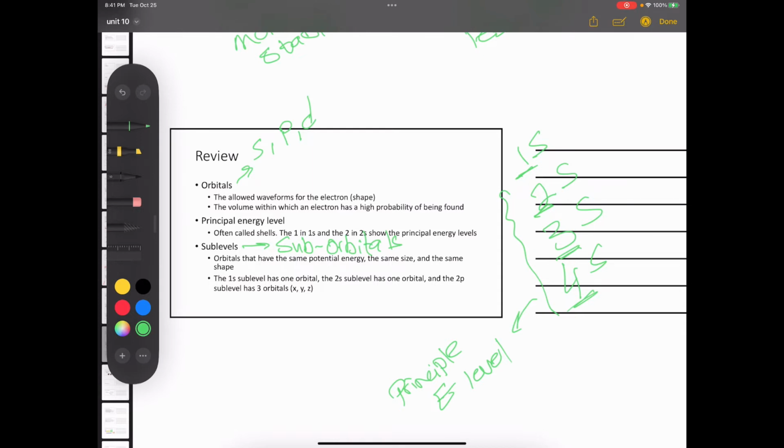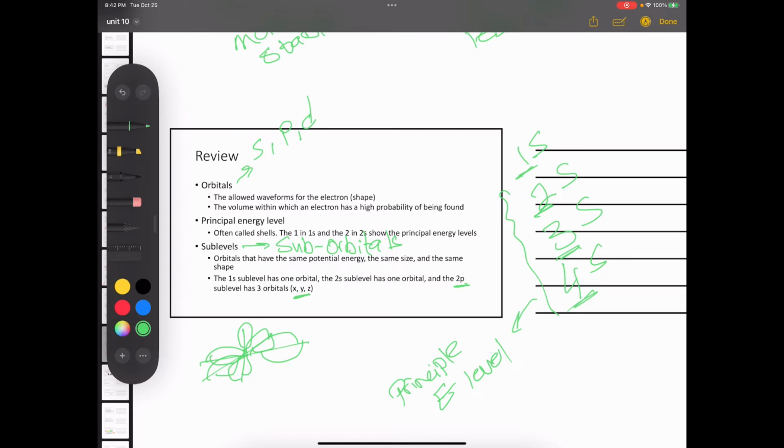These are the orbitals that have the same potential energy. An example is the p orbital, which has the x, the y, and the z, and also has the same shape, because when we looked at the p orbital, this is the pz, this is the px, and this is the py. So all these orbitals have the same potential energy, the same size, and the same shape. We call these the suborbitals.